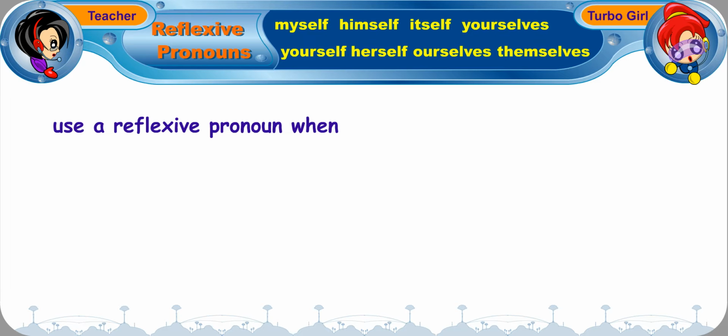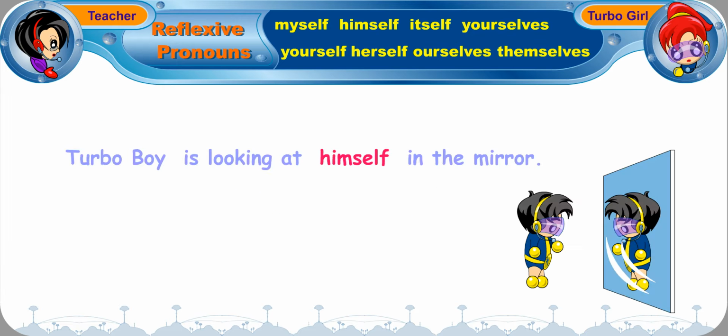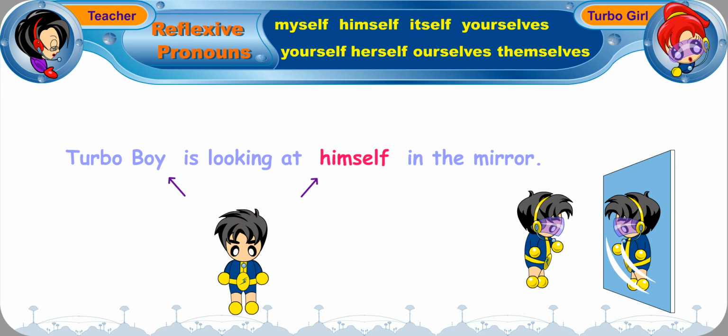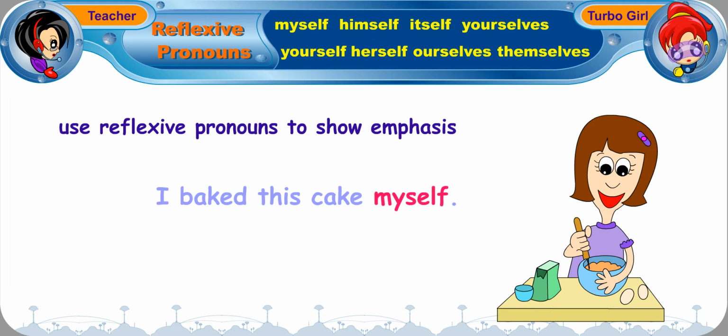We use a reflexive pronoun when the subject and the object in a sentence refer to the same person. For example, Turbo Boy is looking at himself in the mirror. Himself points back to the subject Turbo Boy, who is the same person Turbo Boy. We also use reflexive pronouns to show emphasis. For example, I baked this cake myself.